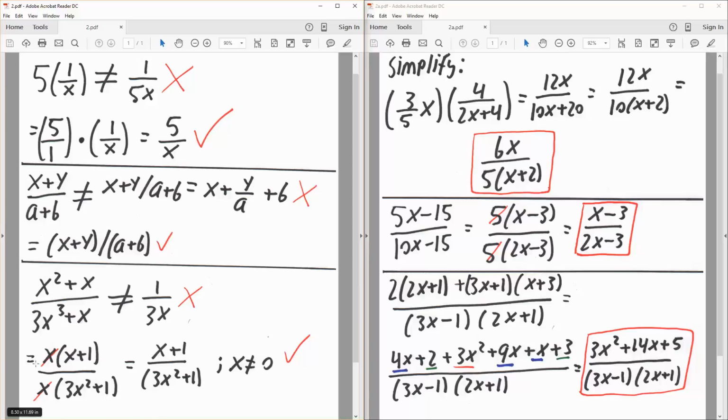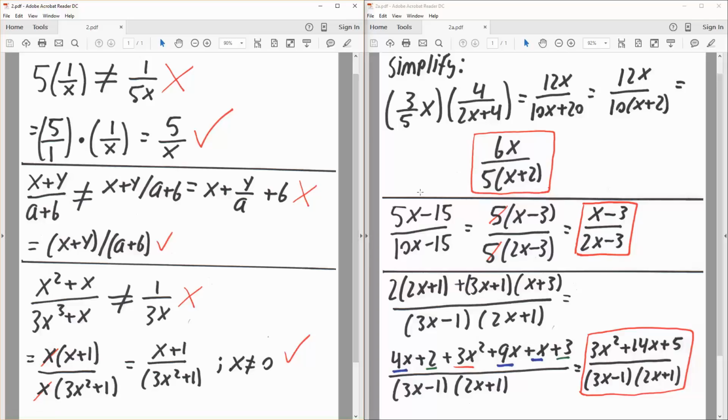And then we can cancel out the x term. Because for division, we can cancel it out if this term is going to be multiplied. We can't simply cancel out a term that's going to be subtracted or added. And so when we do that, we would get x plus 1 divided by 3x squared plus 1. And as a note, x cannot equal 0. Since we cancel out x, if x in fact was 0, this wouldn't be true.